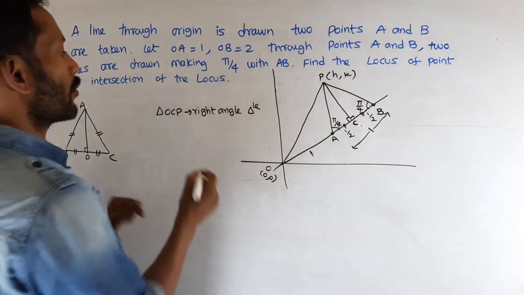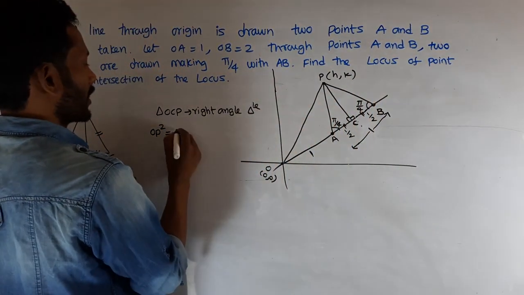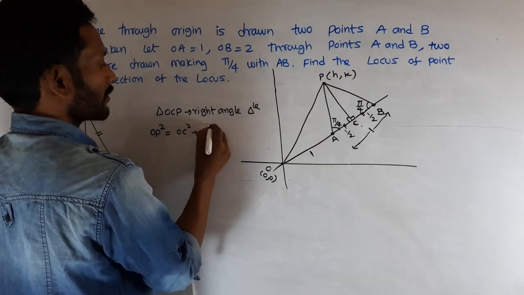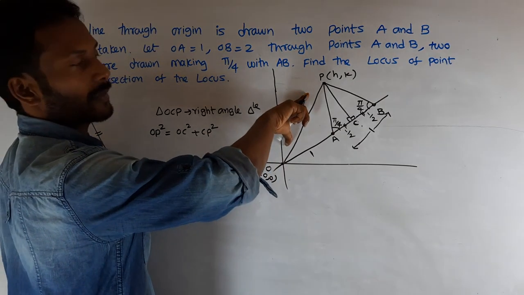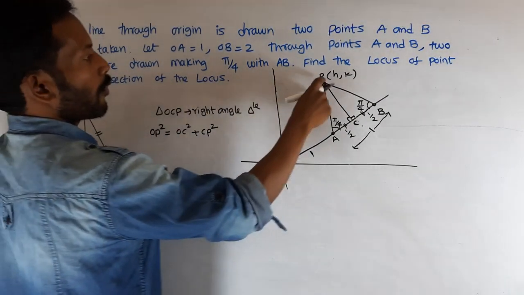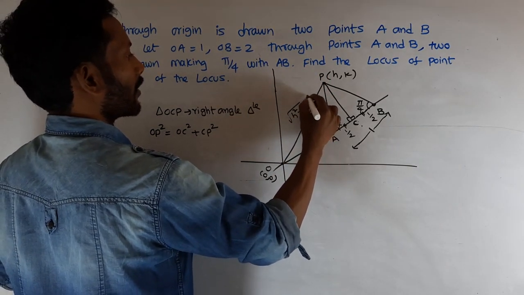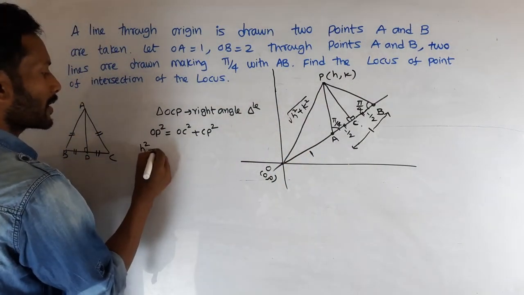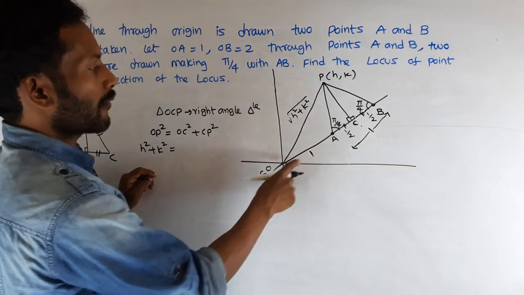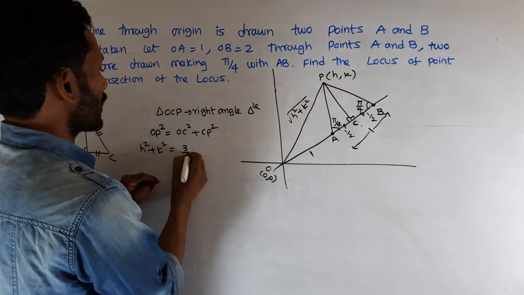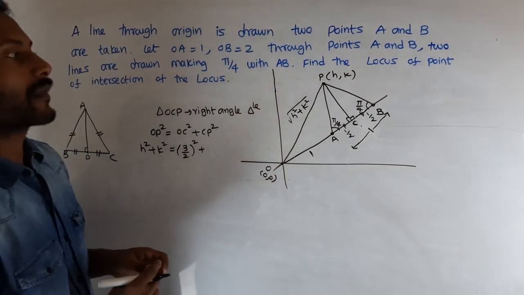So hypotenuse square, OP square, equals OC square plus PC square. OP is the distance between the 2 points O and P, the square root of OP square. OP is the square root of H square plus K square. So OP square, H square plus K square, equals OC square, where the length of OC is 1 plus 1 by 2, that is 3 by 2, whole square, plus CP square. How to find CP?